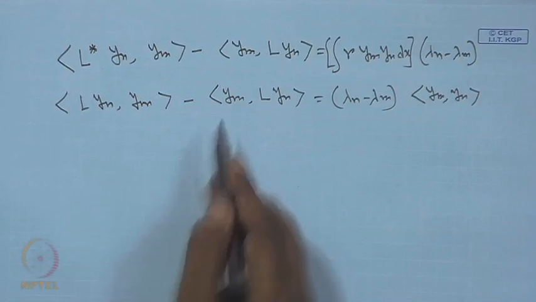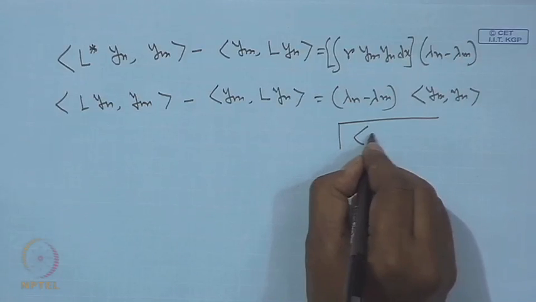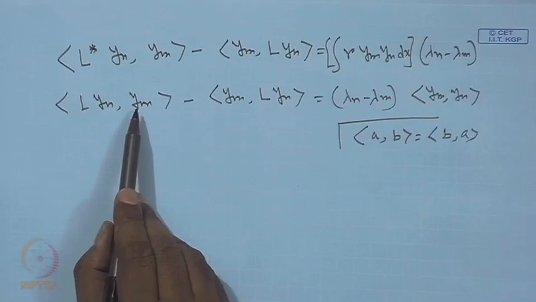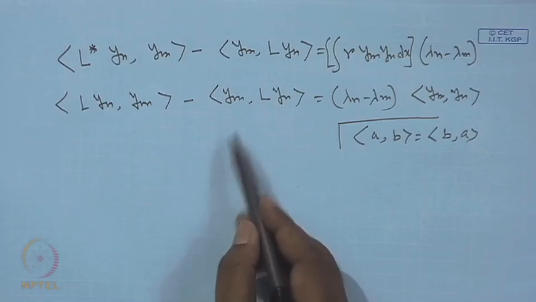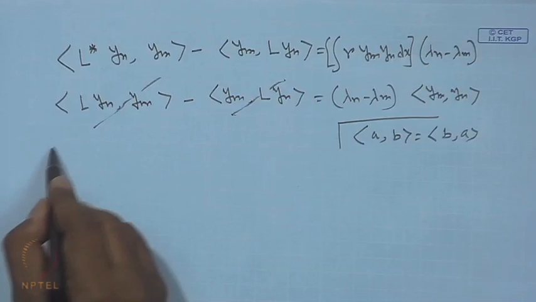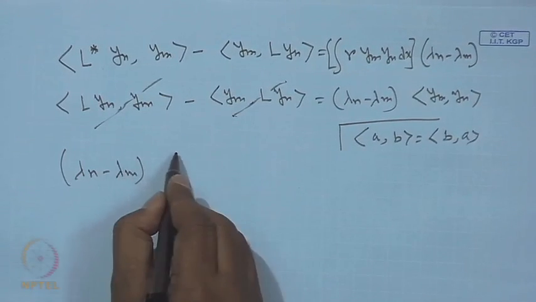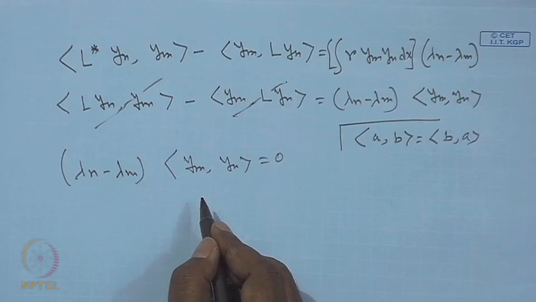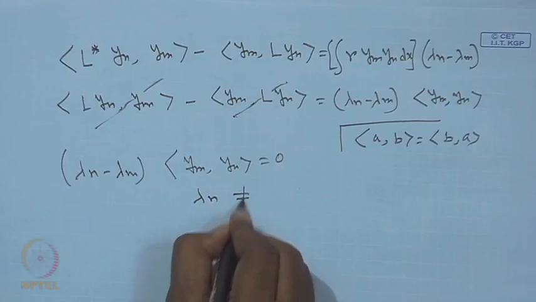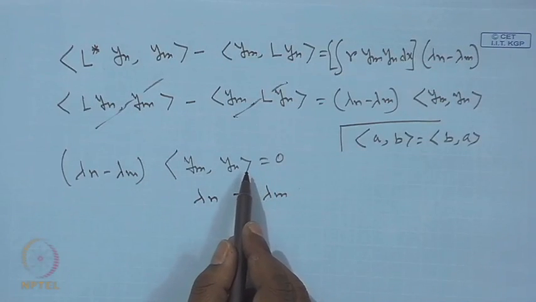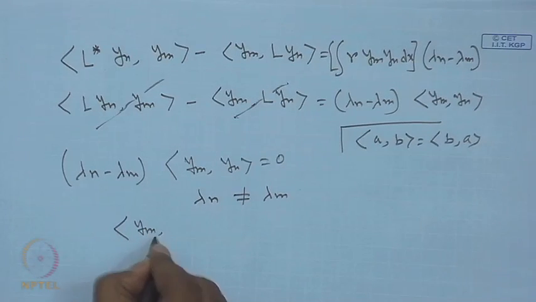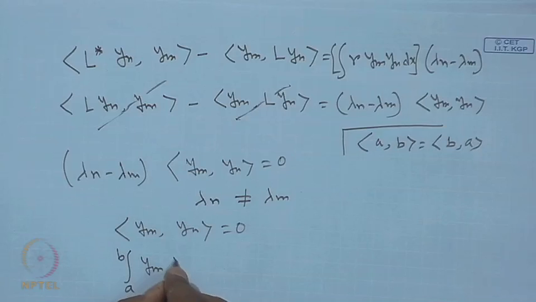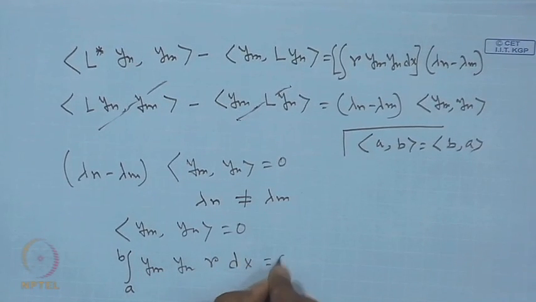So, we have already proved the relationship of inner product, that the inner product of a and b should be equal to the inner product of b and a. So, therefore, the inner product of L y n and y m should be equal to the inner product of y m and L y n. So, these two will be equal and identical, they will be cancelling out. So, what we will be getting is lambda n minus lambda m times the inner product of y m and y n should be equal to 0. Now, lambda n and lambda m are two distinct eigenvalues. So, therefore, lambda n is not equal to lambda m. So, to satisfy this equation, the only option that is left is that the inner product of y m and y n should be equal to 0. That means the integral from a to b of y m into y n r dx should be equal to 0.